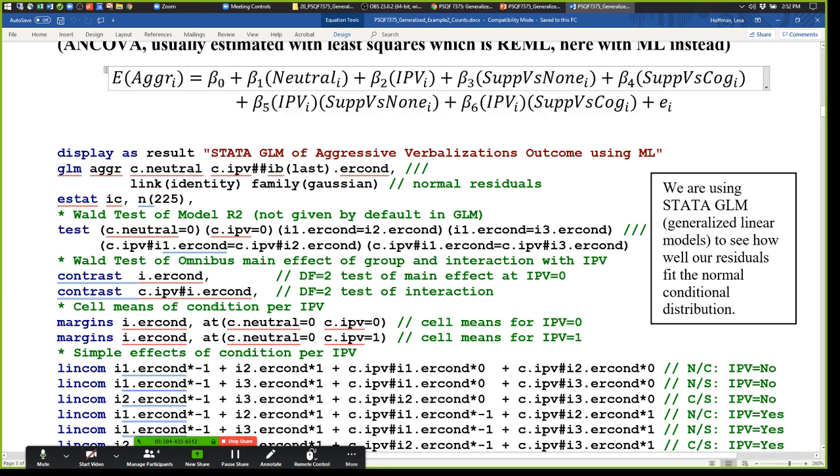I've set it up so that my reference group is actually the suppression group, because that's what happens in SAS when you put in a categorical predictor. The highest category is the reference. In Stata, I changed it to match so that the output would be consistent. So I have a covariate of whether they were aggressive in the neutral condition, the simple main effect of IPV, the simple main effects of group, so suppression versus each of the others, and then the interaction term.